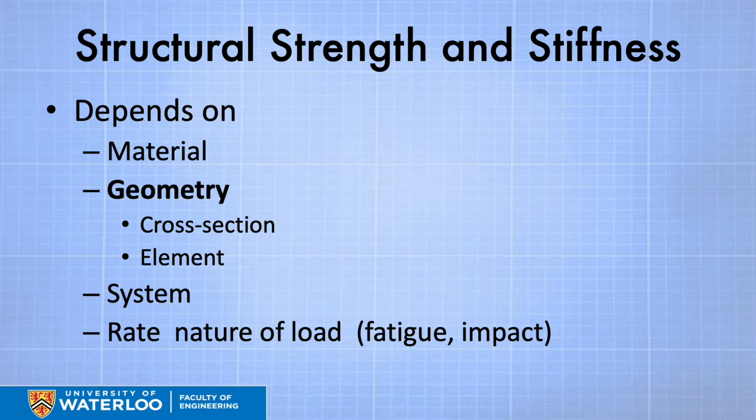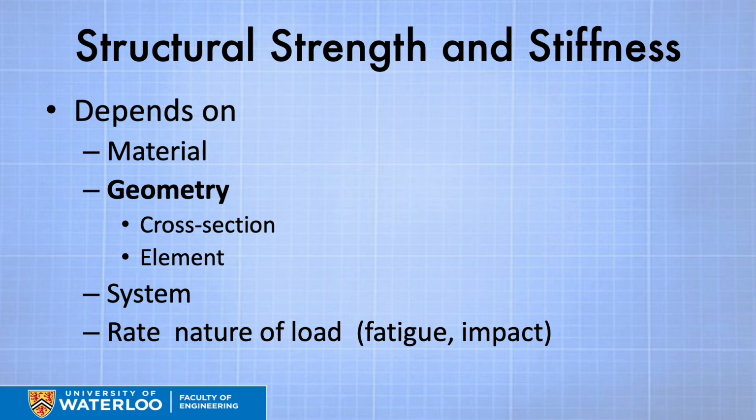But we do this by modifying the geometry to respond not just to the loads, but also to the material that we're using. And we're using these materials for a number of reasons. The geometry, I mean the cross-section. If I cut an element, what is the cross-sectional shape and area? And the element, such as a beam or a column or a truss chord, also has a geometry that doesn't have to be the same from end to end.